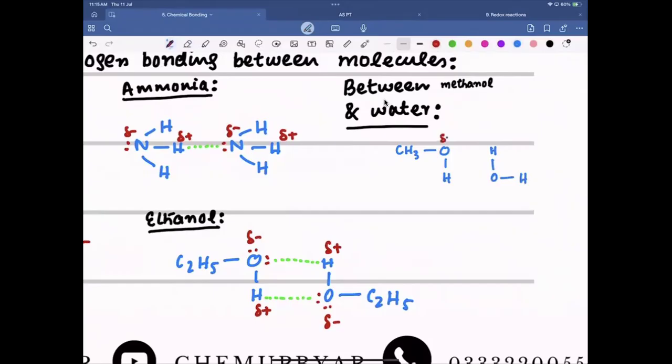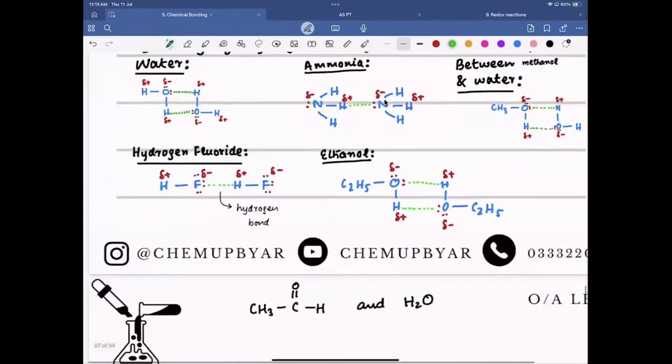So this is partial negative, this is going to be partial positive, this is partial negative, this is going to be partial positive. I'm going to put two lone pairs like this. And then a dotted line from the lone pair to the partial positive hydrogen, which is covalently bonded to oxygen, to show the hydrogen bonds. Is this clear? Yes, sir.